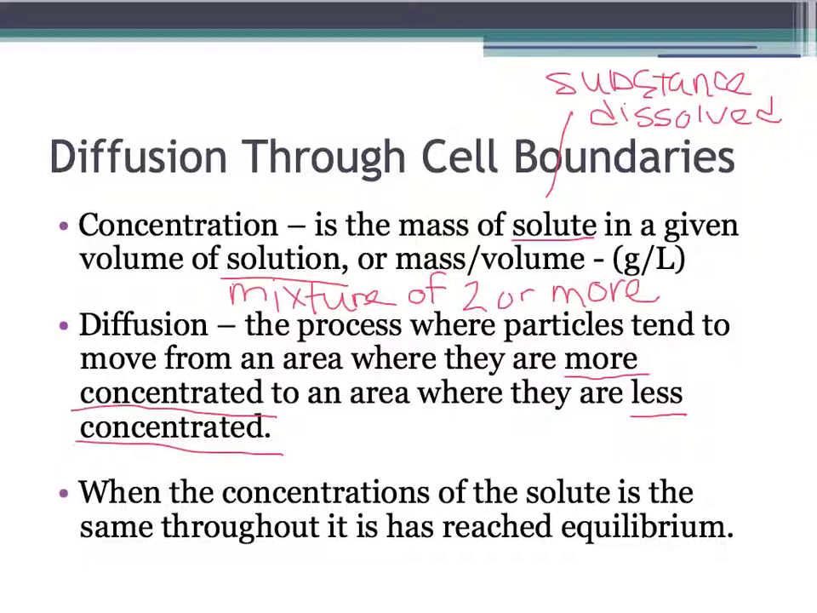So diffusion is based on this principle of equalization. Think of it like the old balance. If there's an area too high, it's going to try to move to areas where it's lower to balance it out. And when the concentration of the solute is the same throughout, it has reached equilibrium. And this is the goal. This is what everything's trying to get to, balancing out areas of high concentration and low concentration until they're the same concentration, which is equilibrium.